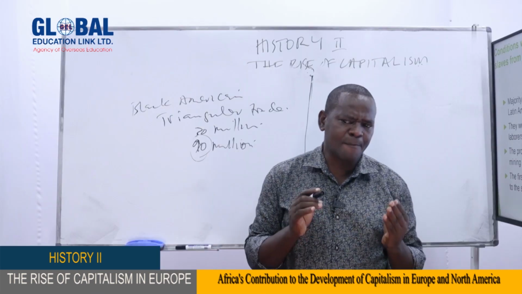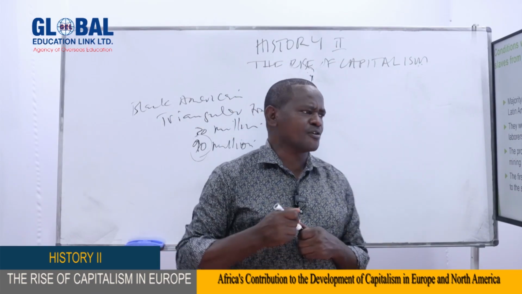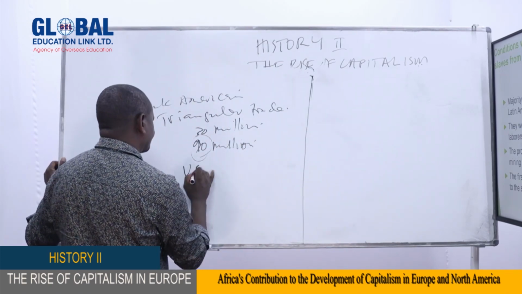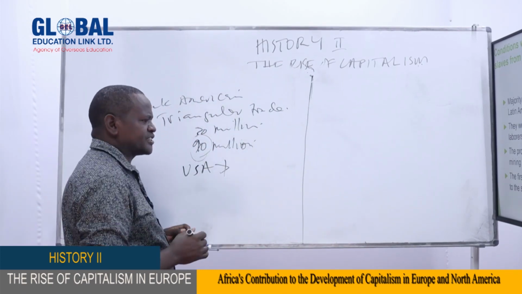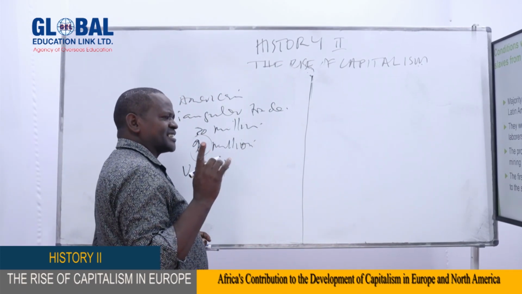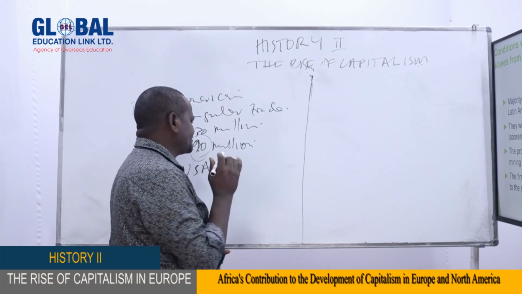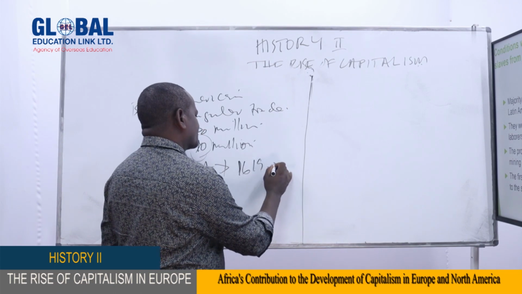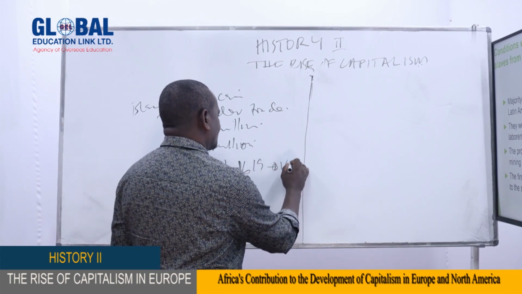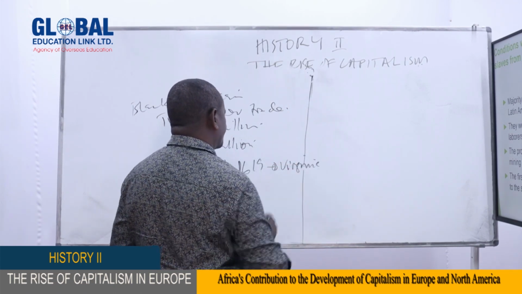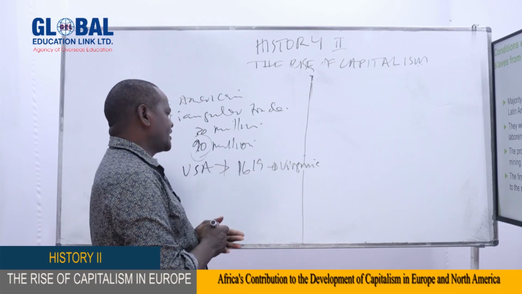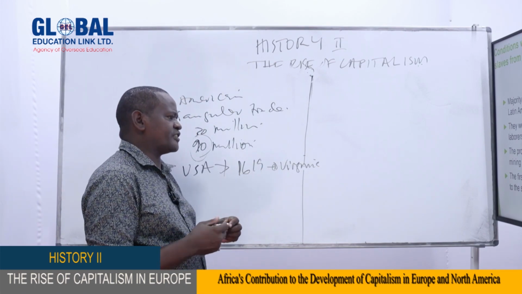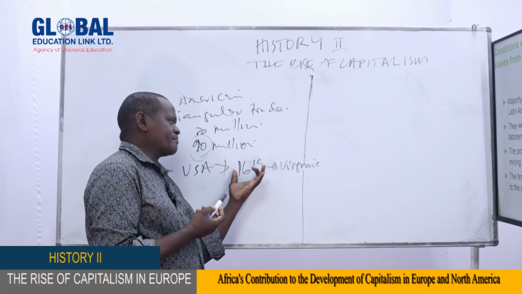The first black people to reach America, the so-called USA, in fact that first group of black Americans, set foot in America in 1619 in the state of Virginia. This is the first group of black people who came to America. It was 1619 in the state of Virginia. And remember, this was a British colony.